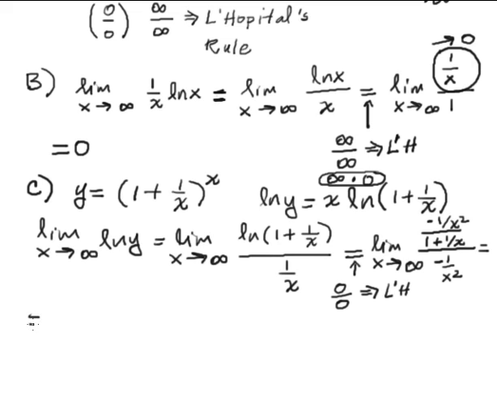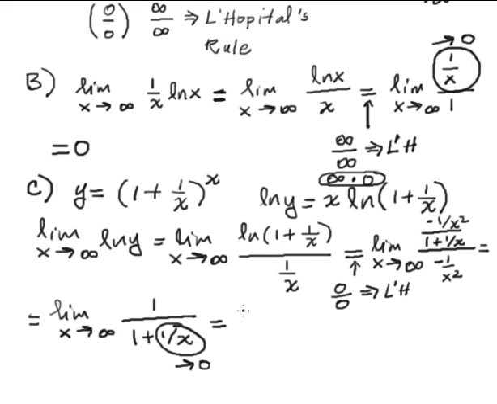Okay, and there we have the limit as x goes to infinity. Okay, we're going to cancel this and this, and so we get 1 over 1 plus 1 over x. And what's that equal to? Well, as x goes to infinity, this goes to 0. So the limit is 1. But we're not quite finished, because what did we see? We saw that this is the limit as x goes to infinity of ln y. So in other words, ln y goes to 1.